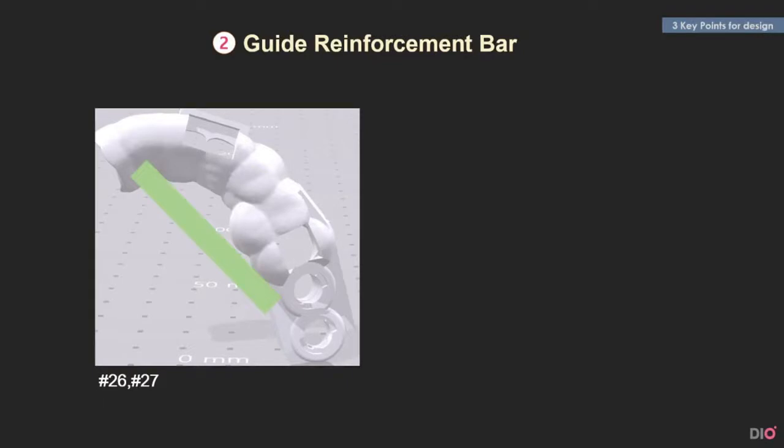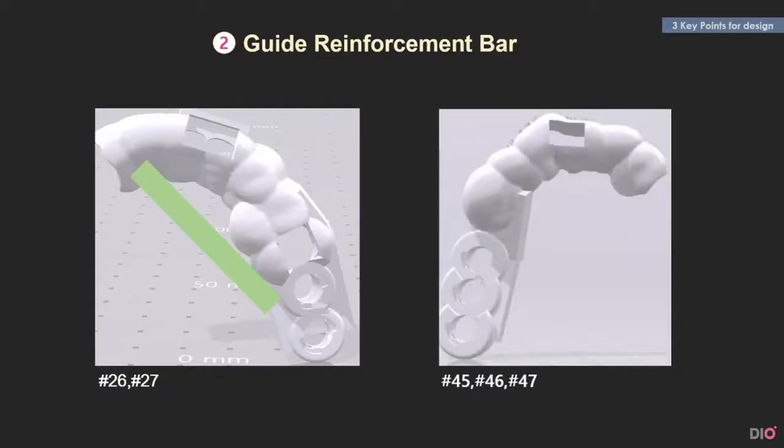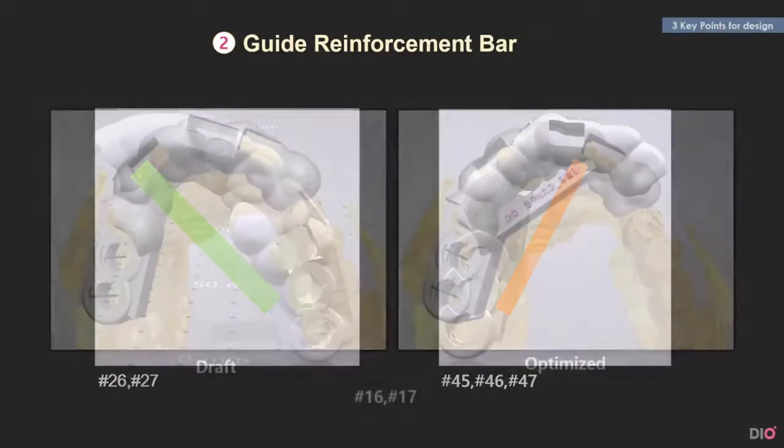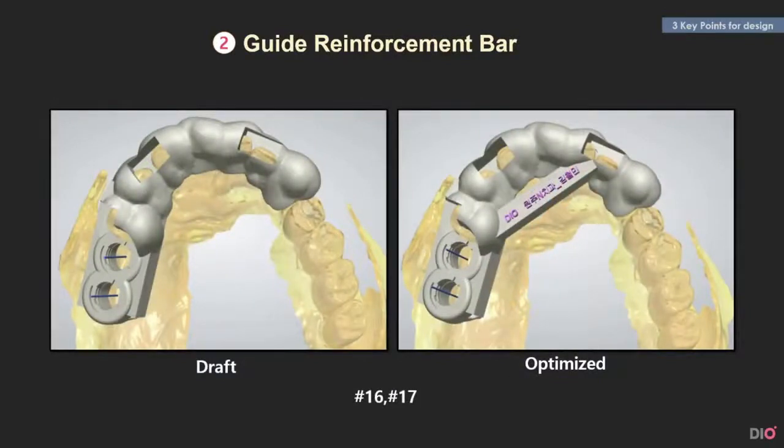If you look at the picture on the left, a reinforcement bar has been added so that one end is on the implant placement location and the other end is on the opposite side. On the right picture, this is a guide for placing 3 implants, 45, 46, and 47. A reinforcement bar was also added so that one end is on the implant placement location and the other on the opposite side. Another case of adding a reinforcement bar. This is a guide for placing implants in 16 and 17. The drawing on the left is the draft design before adding the reinforcement bar, and the right is the finished product.